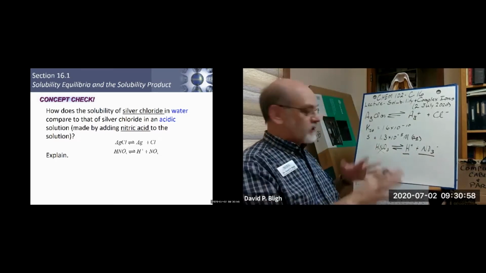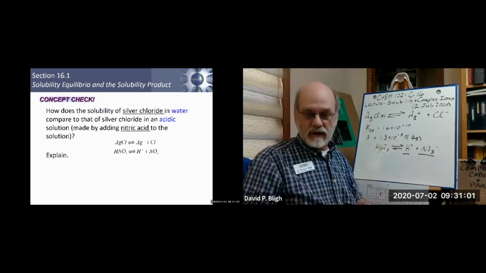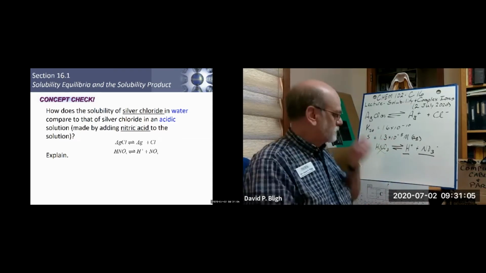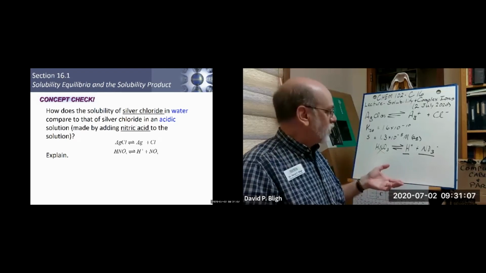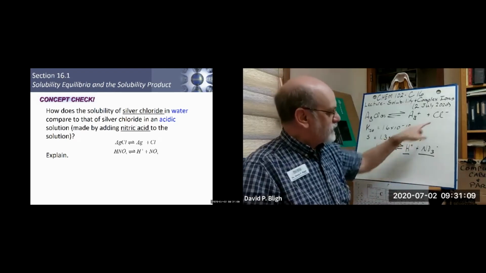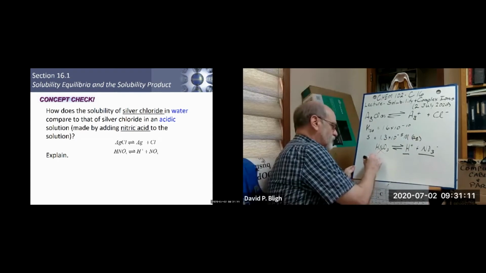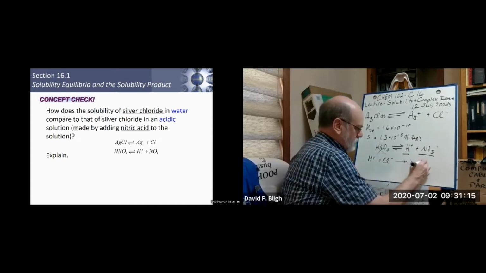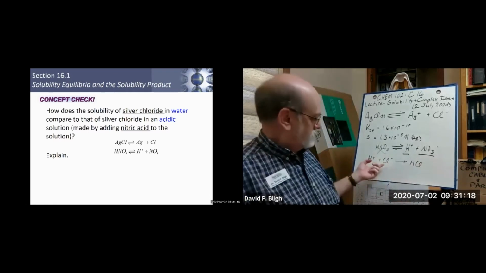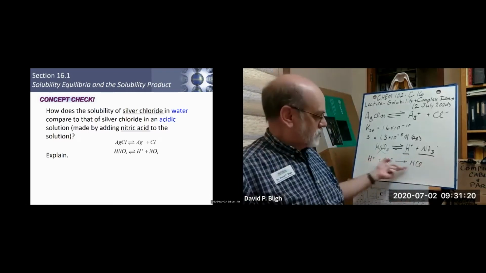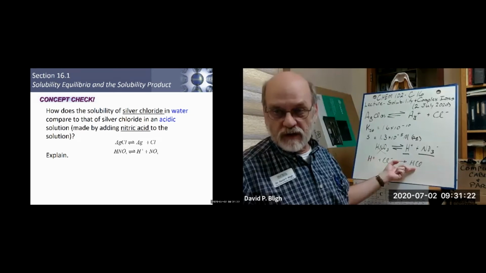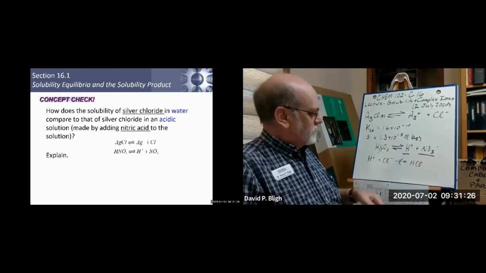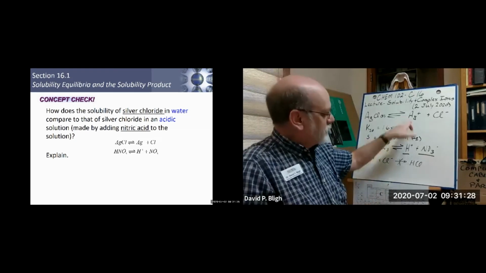Okay, so how are they going to interact? We can speculate on different reactions that could occur, right? Hydrogen and chlorine, we could get that reaction, right? Is that going to work? No, because hydrochloric acid is strong. So this one does not, that has no bearing. Well, how about the other one? Silver and nitrate.